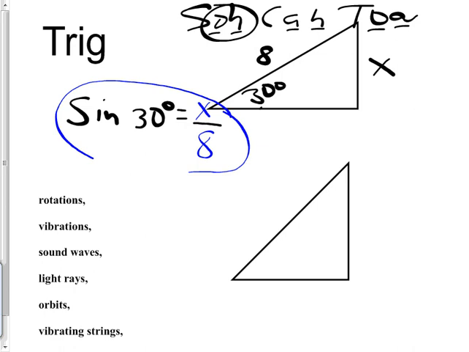0.5. Okay, so what did we just figure out? We figured out sine of 30 is 0.5. So that right there is 0.5. 0.5 is equal to x over 8. Isn't that a simple little equation?